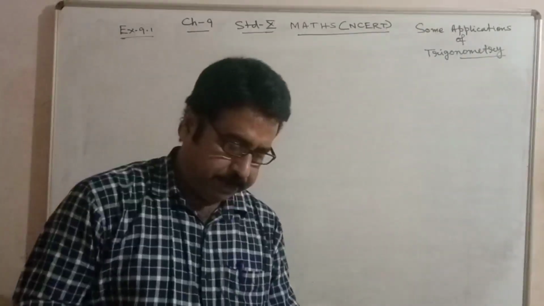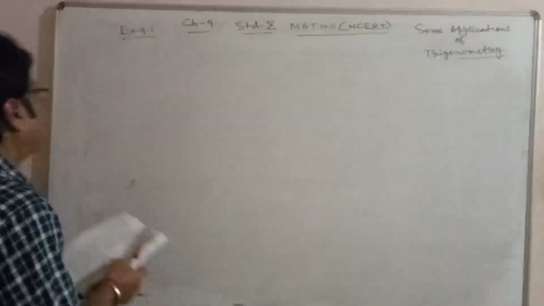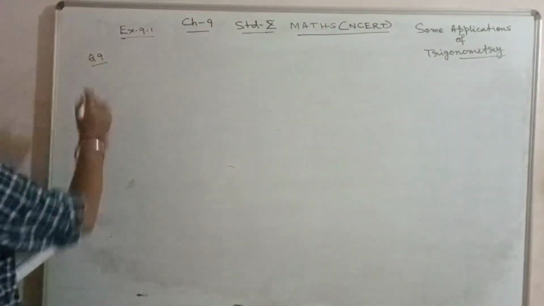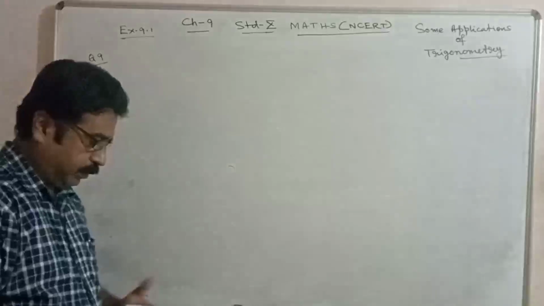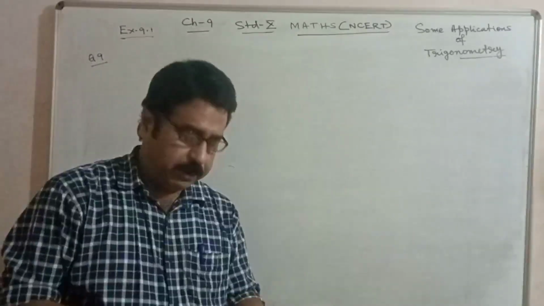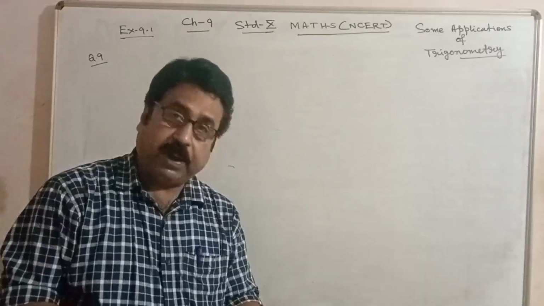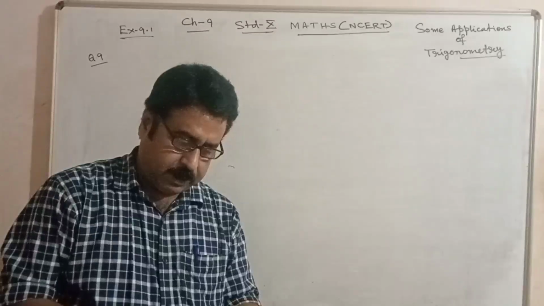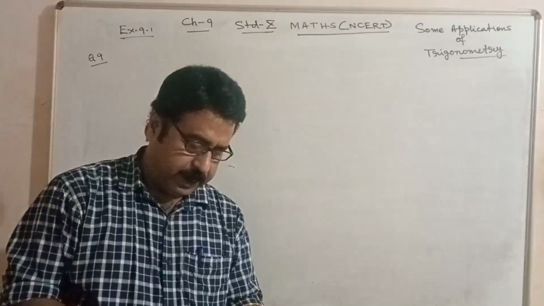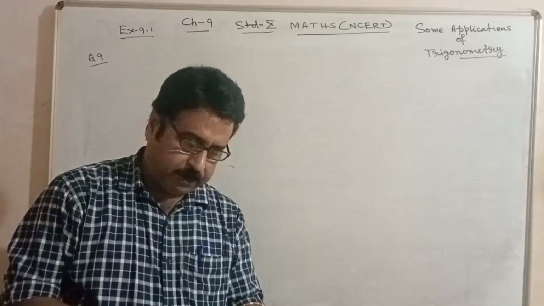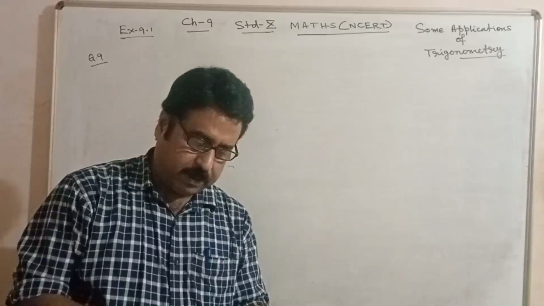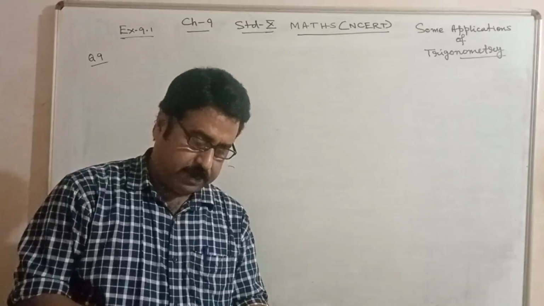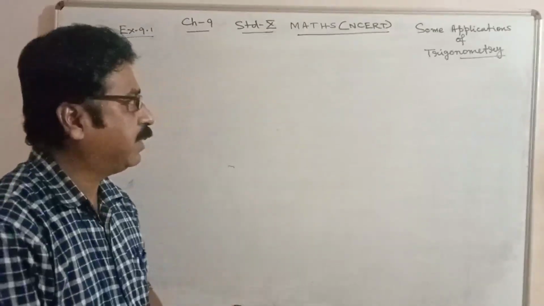Now question number 9. The angle of elevation of the top of a building from the foot of a tower is 30 degree, and the angle of elevation of the top of the tower from the foot of the building is 60 degree. If the tower is 50 meter high, find the height of the building. We have to draw this first, then you will understand.